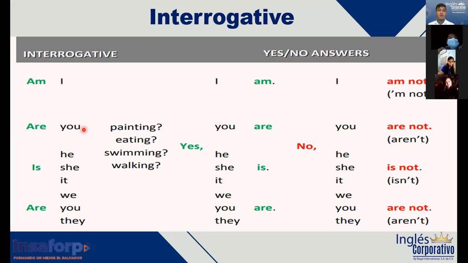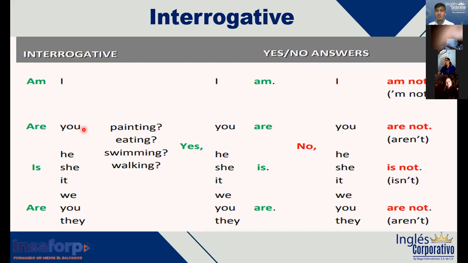Okay, very good. As you can see, the only thing that we do with a yes or no question is move the verb be to the beginning, then subject or pronoun, and verb. That's it. Am I painting? Are you painting? Is she swimming? Is he walking? Are we painting? Are they eating?